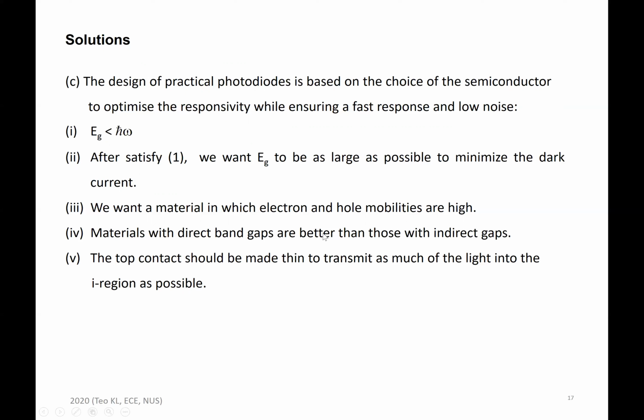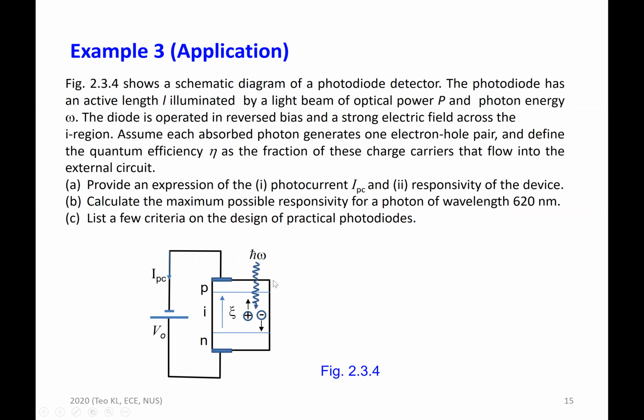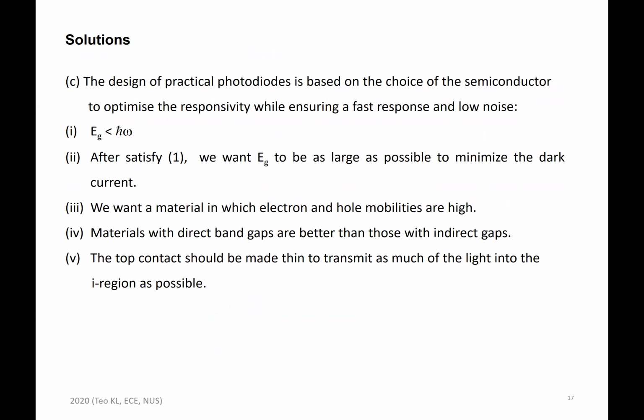Of course, materials with a direct band gap are better than those with an indirect band gap, because they are more efficient in the absorption of light without involving any phonon energy. The top contact should be thin to transmit as much of the light into the i region as possible. So this part, the top contact, should be as thin as possible, so that you can have a window for photon energy to impinge onto the sample into the i region, which is the intrinsic region. So that is the practical design of the photodiode.